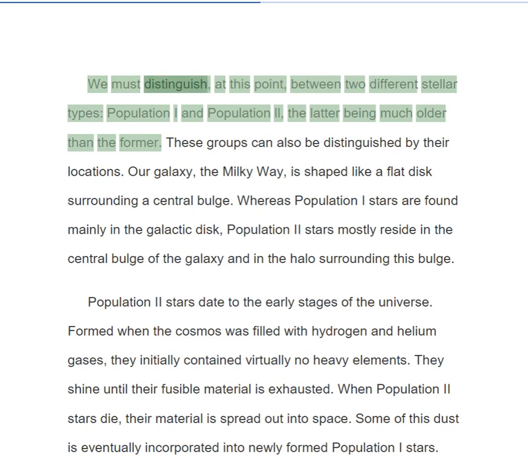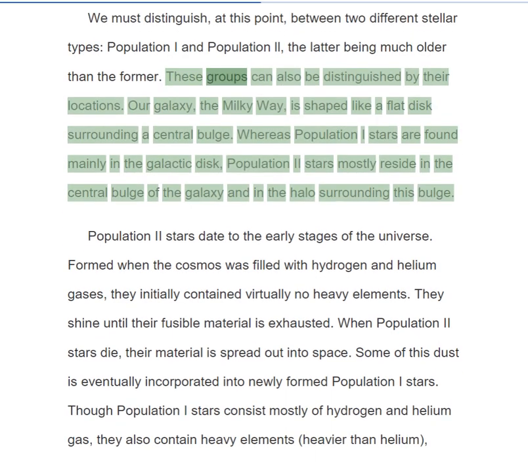We must distinguish, at this point, between two different stellar types, population 1 and population 2, the latter being much older than the former. These groups can also be distinguished by their locations. Our galaxy, the Milky Way, is shaped like a flat disk surrounding a central bulge. Whereas population 1 stars are found mainly in the galactic disk, population 2 stars mostly reside in the central bulge of the galaxy and in the halo surrounding this bulge.